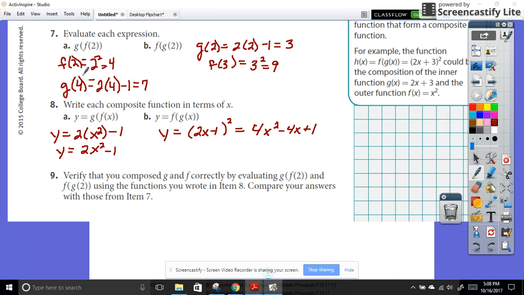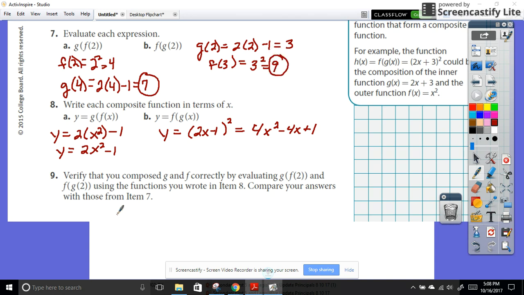Okay, so number 9 now asks us to verify that we composed these two functions correctly by checking this right here. We got that right here. G of f of 2 we said was 7, and f of g of 2 we said was 9. If we compose these functions correctly, then when we plug 2 in right here, we will get the same thing that we got right here, which is 7. And if we came out with the correct equation here, then we will get 9.